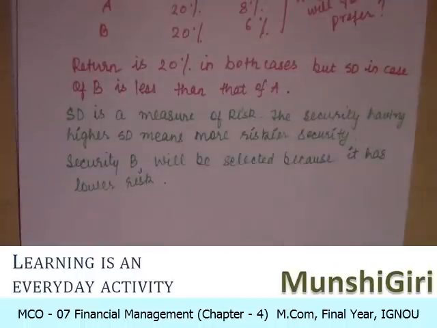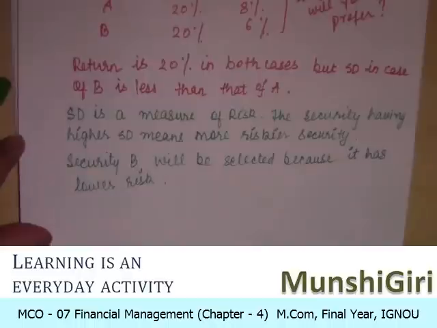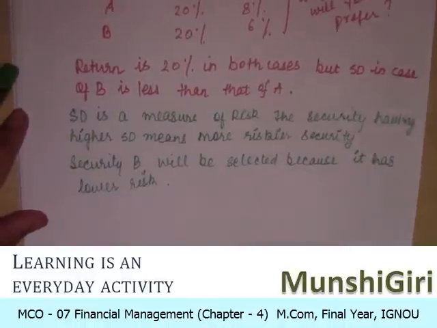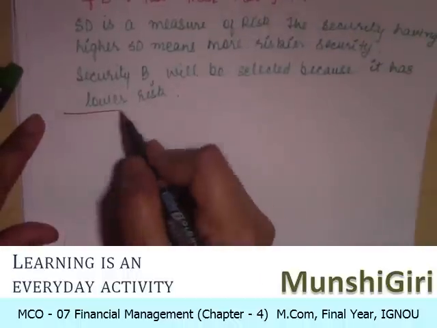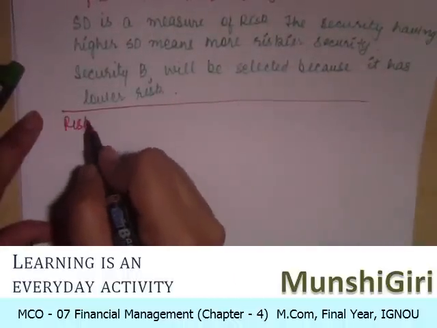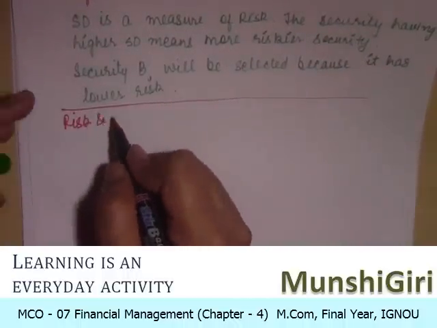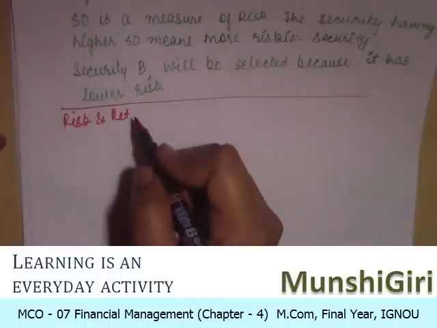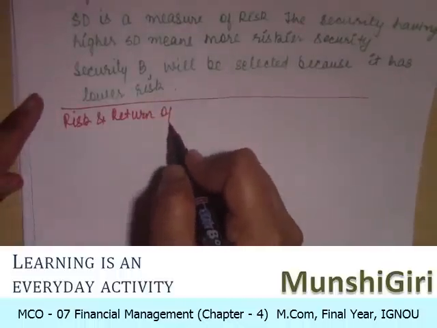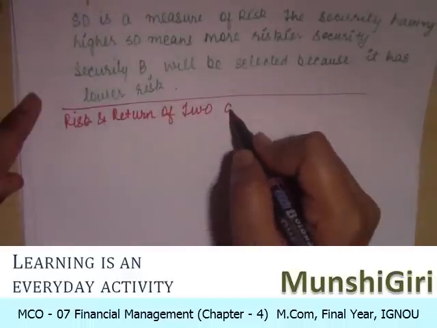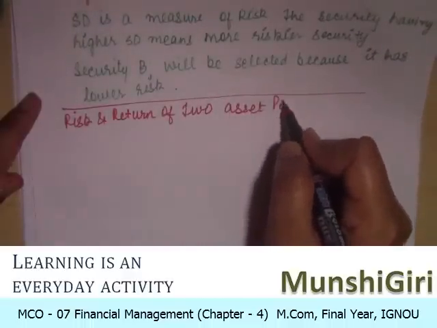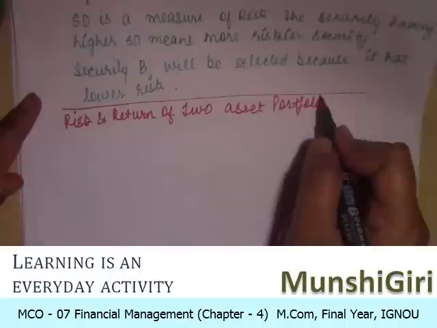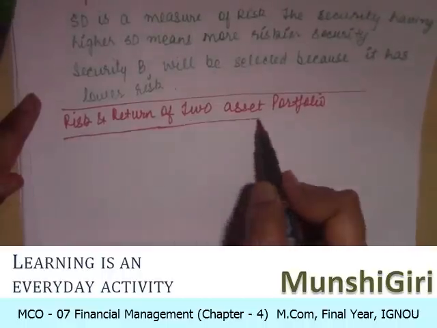Now this was risk and return of a single asset. Coming to risk and return of a two asset portfolio. Let's see this with an example.